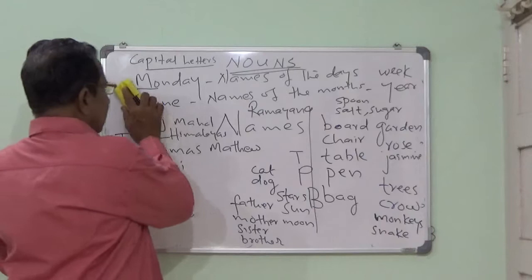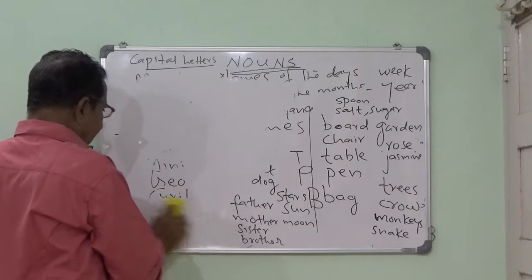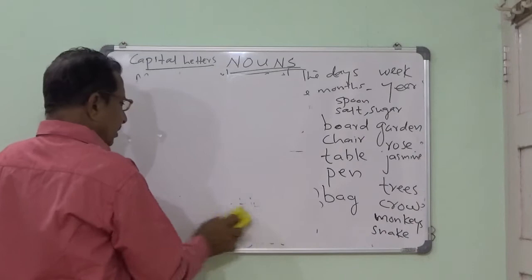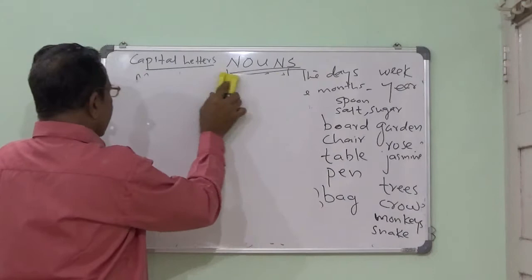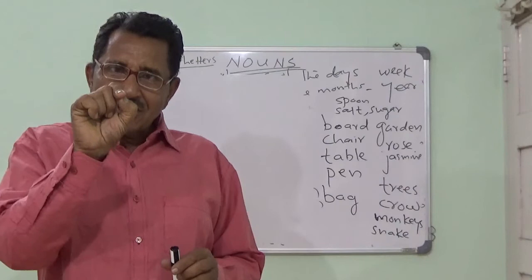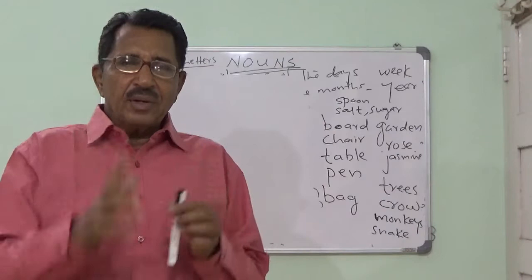proper nouns. These are all nouns, but names of persons, particular persons, names of particular buildings, names of particular books, names of great monuments. They are particular. They belong to that particular person or book or mountain or building. They cannot be used by anybody else.